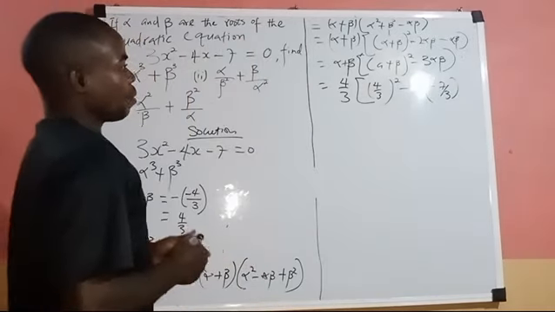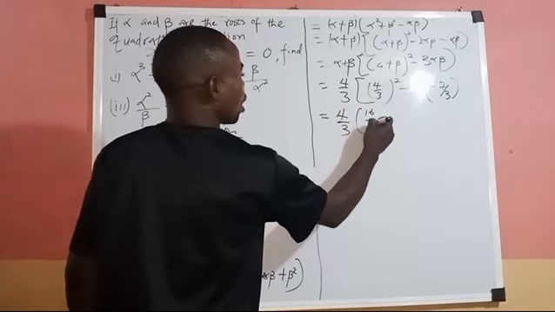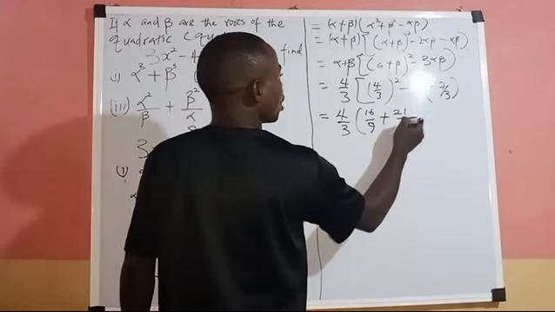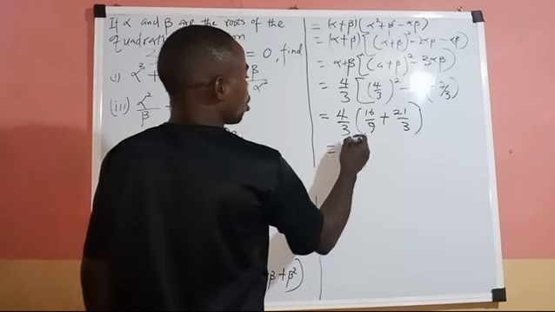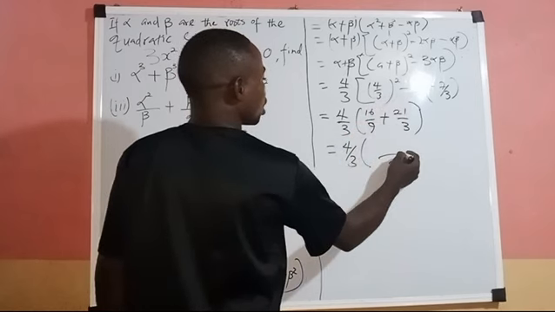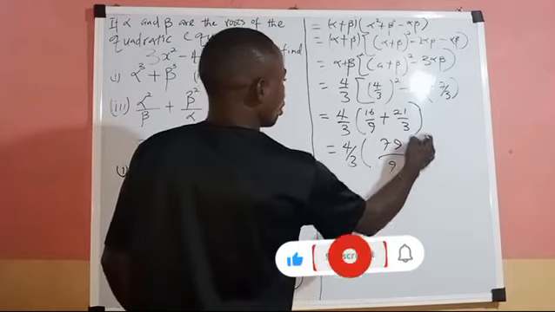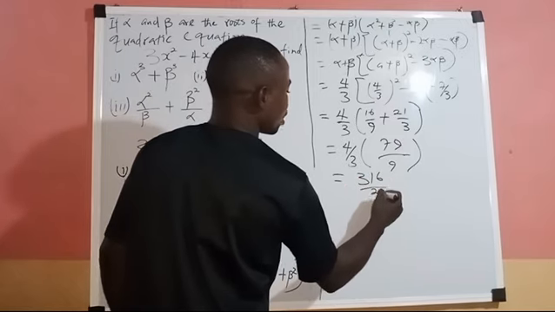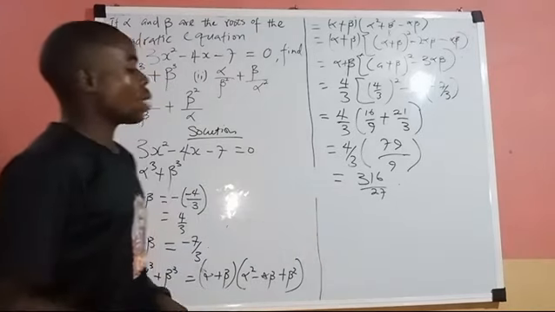So simplifying further, what we are going to have is 4 over 3 into 16 over 9 plus, minus times minus is going to give us plus, so if you multiply it, you have 21 over 3. So this is what we've got, and if you simplify this further, you should have 4 over 3 into, of course this is 9, and then if you simplify this, it should give us 79 over 9. And if you simplify this further, you should have 316 over 27. So we've gotten that our alpha cube plus beta cube is equal to 316 over 27.